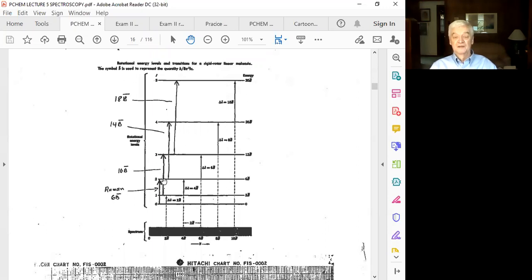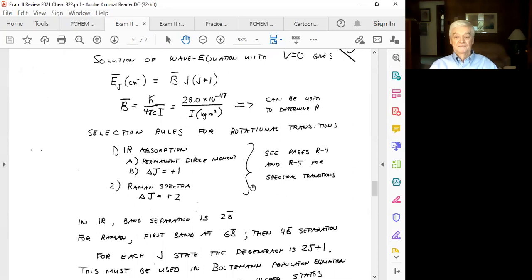And here are then the pure Raman spectra with delta J equal to 2. On the right, these are infrared, delta J equal to +1. For Raman, it's delta J equal to 2. So make sure that you understand this part. Okay, so that's my reference to that.